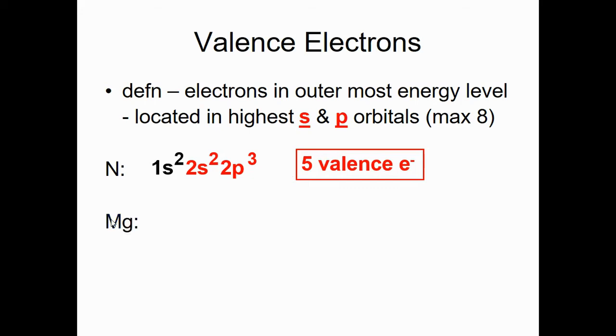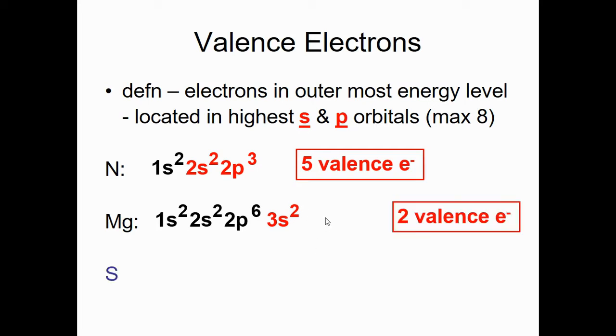Okay, so now let's look at magnesium. Its electron configuration is 1s2, 2s2, 2p6, 3s2. The highest energy level you see here is 3. These are full. They have no room for anything else. You only have s orbitals, but we have 2 of them. So that's 2 valence electrons.